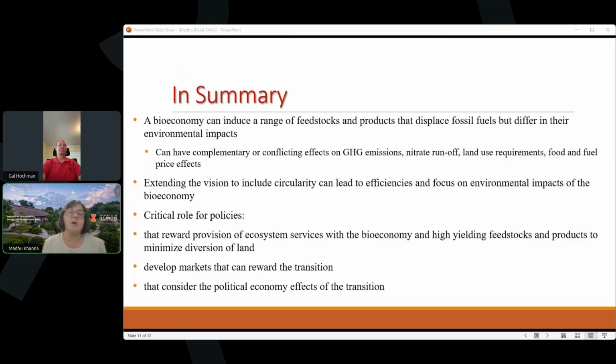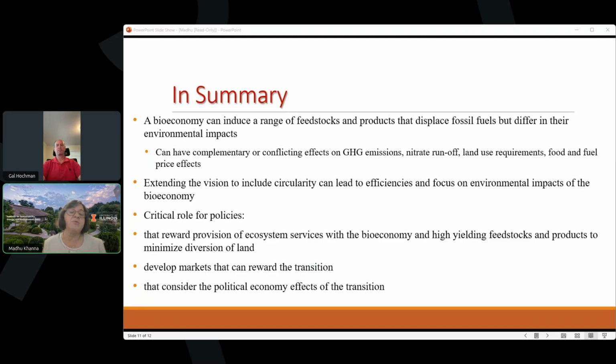So in summary, a bioeconomy can induce a range of feedstocks and products, and these products and feedstocks offer various trade-offs in terms of their impacts on different environmental services and their impacts on food and fuel prices and other economic impacts. And so here, policies can really play a critical role by rewarding the provision of ecosystem services and making sure that the bioeconomy that we transition to is in fact environmentally sustainable by relying upon high yielding feedstocks that provide those types of ecosystem services and minimize negative impacts on food and fuel prices.